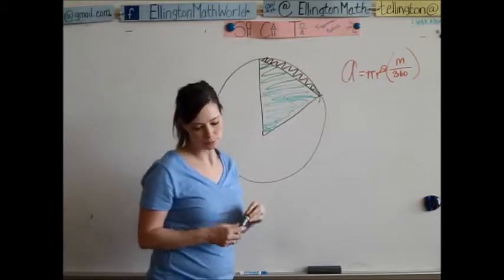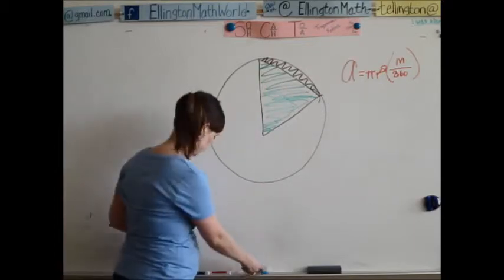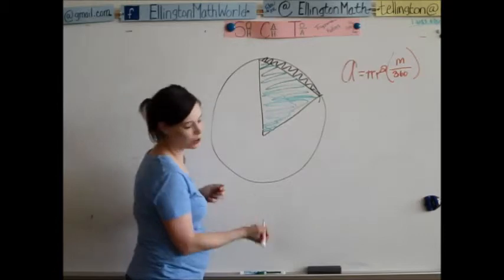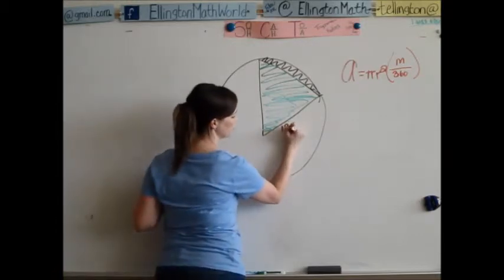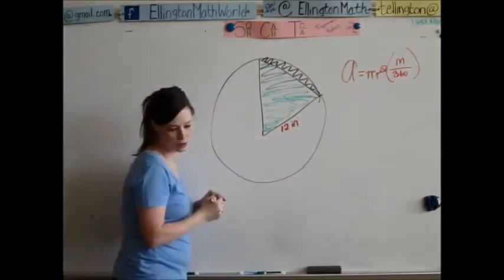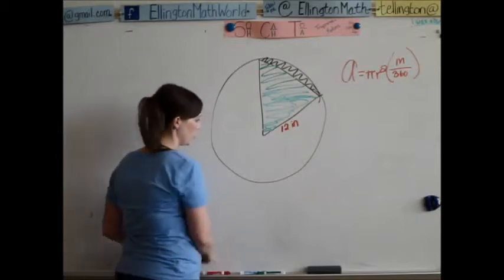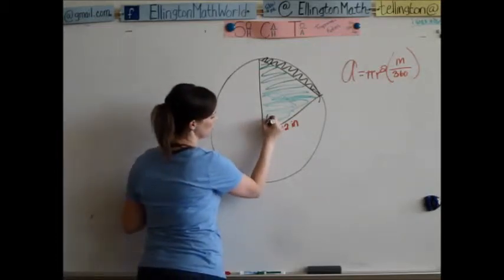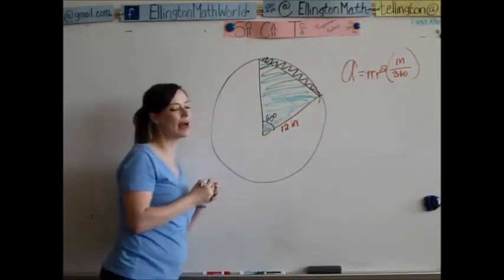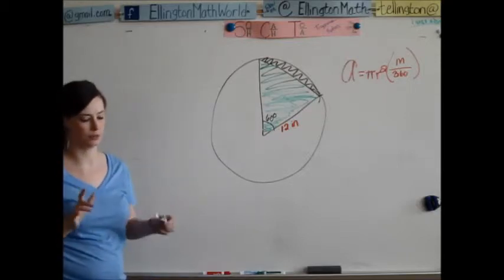Then we'll have the area of just the little black piece. On this circle, we know that our radius is 12 inches, and we know that this angle is 60 degrees. This is where you're going to have to remember your special right triangles.